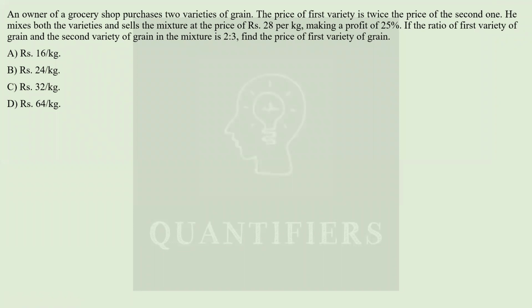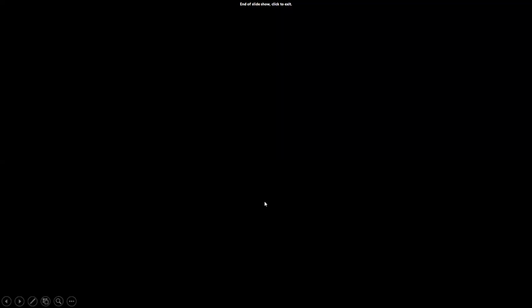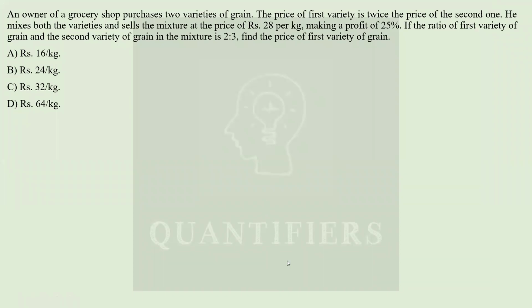Now this was a very basic question of alligation, right? If you use alligation, you can do it very, very quickly. So first of all, the price of the first variety is twice the price of the second one. I am assuming the price of the second variety to be x. So first variety का price 2x हो जाएगा. Second variety का price x है. Now 28 is the selling price of the mixture.